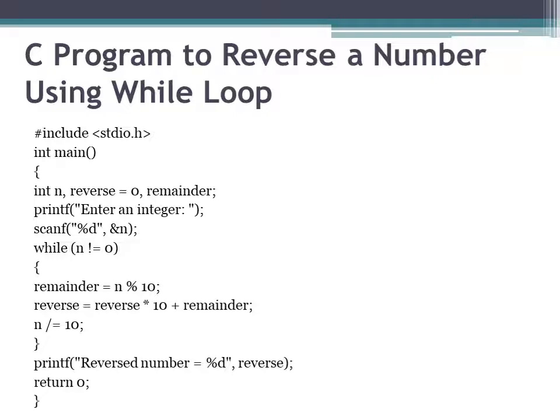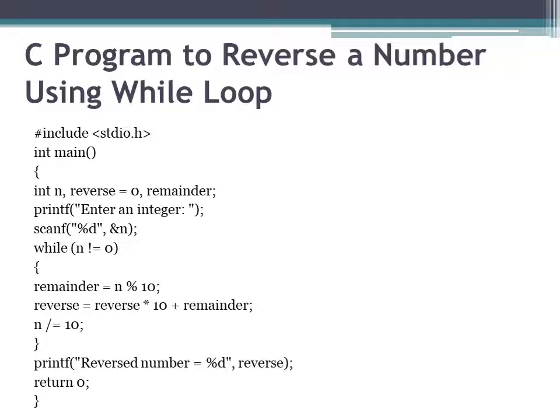Here the curly brace means the program starts here. Then printf, here we are going to print the integer we are giving. Then scanf, here we are addressing the value we are giving, whether it is integer or decimal or character, whatever it is. Then here the while loop starts.